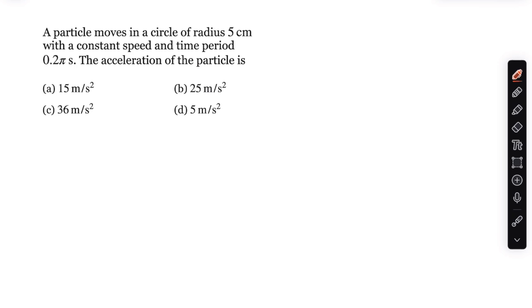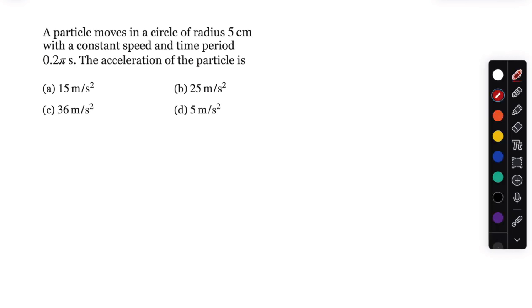Today we are going to solve a problem that has to do with centripetal acceleration, the acceleration that a particle or any object undergoes when moving along a circle. Let's first read the problem statement. A particle moves in a circle of radius 5 centimeters with a constant speed and time period 0.2 pi seconds. The acceleration of the particle is.